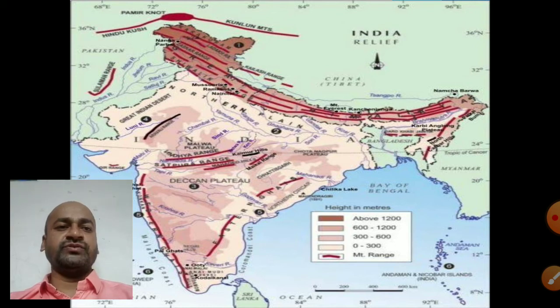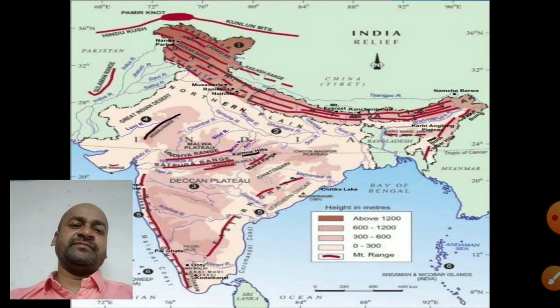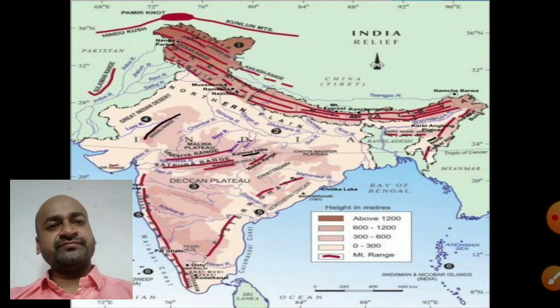And from west to east, the Himalaya is also divided, demarcated by rivers: the Punjab Himalaya, next the Kumaon Himalaya, the Nepal Himalaya, and the Assam Himalaya.